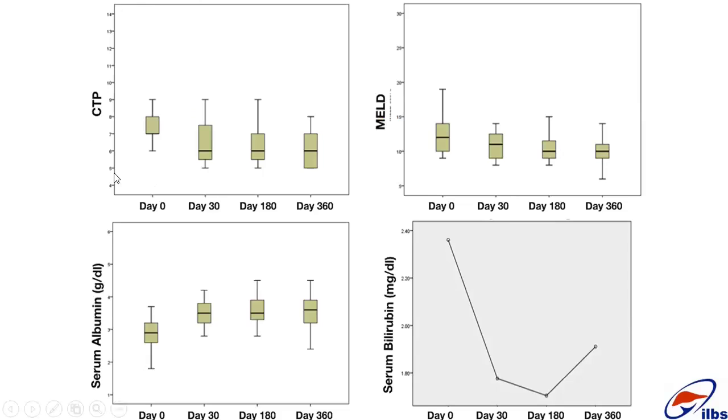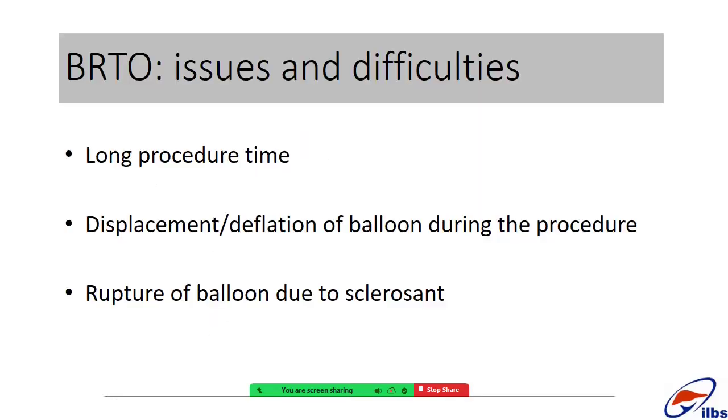And this is how you see what happens to the CTP score. You can see the CTP score is much higher before BRTO, and as you do it, they start coming down. MELD score similarly improves. Albumin goes up. So albumin improves, and overall synthetic function improves.